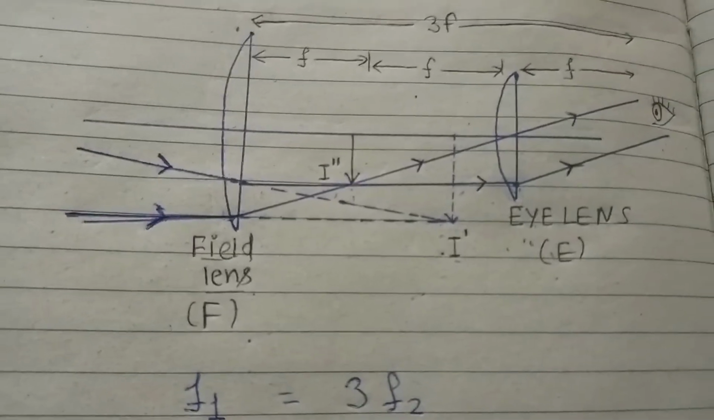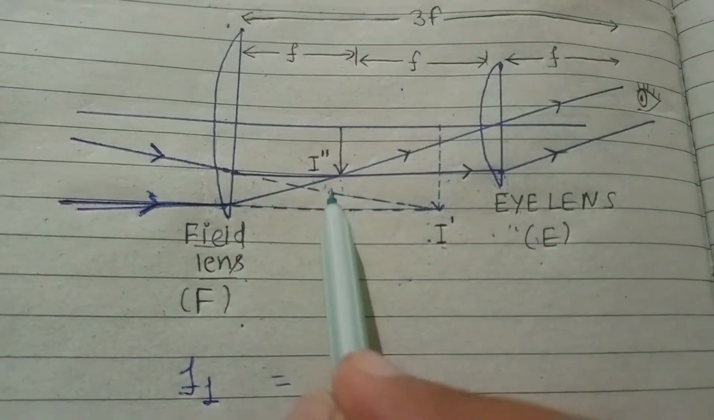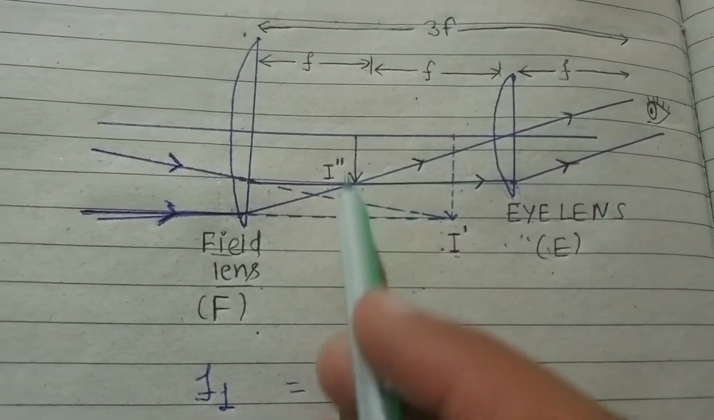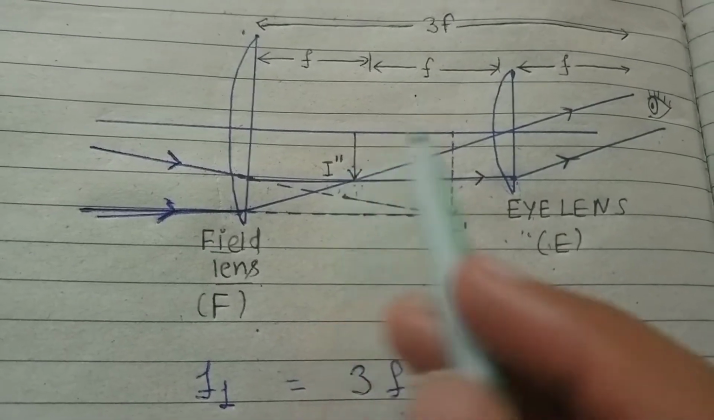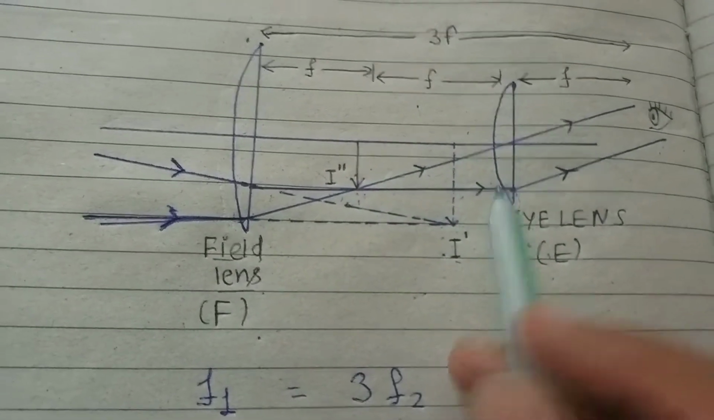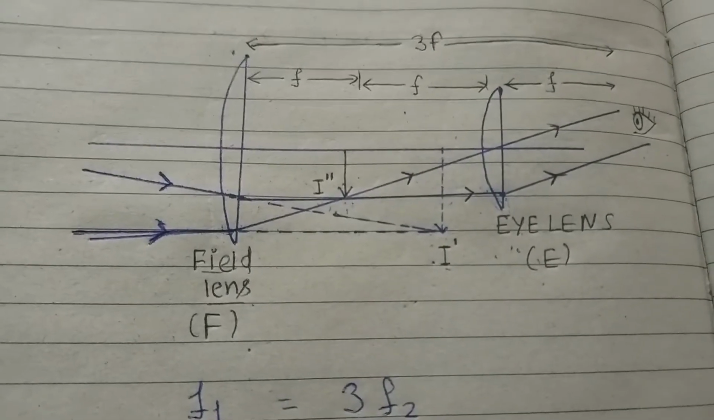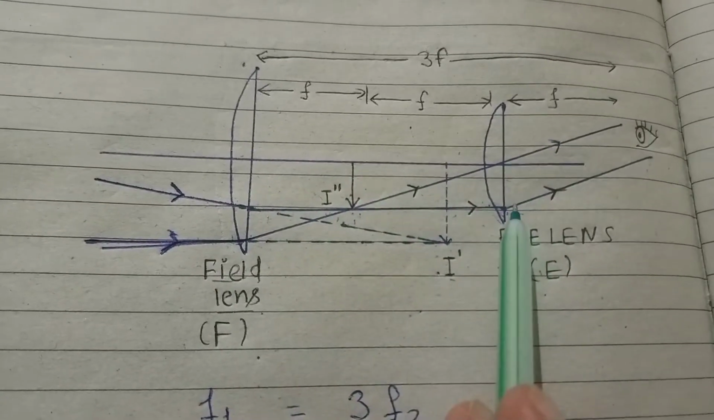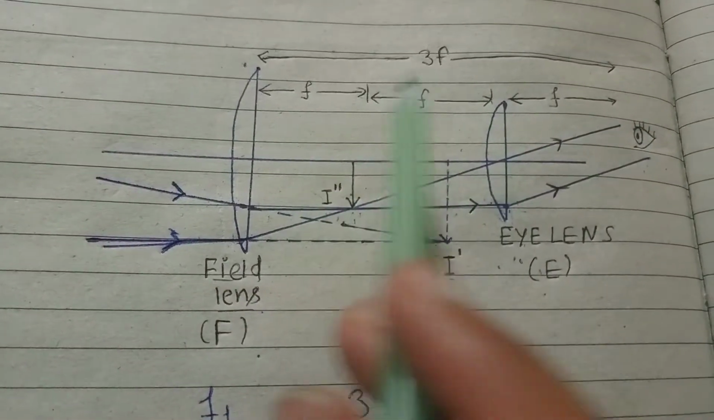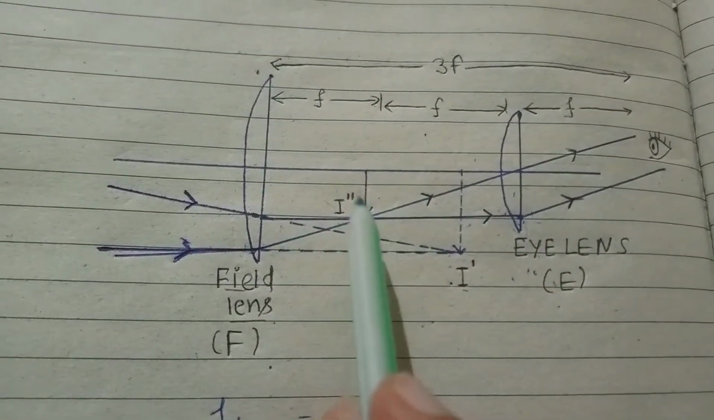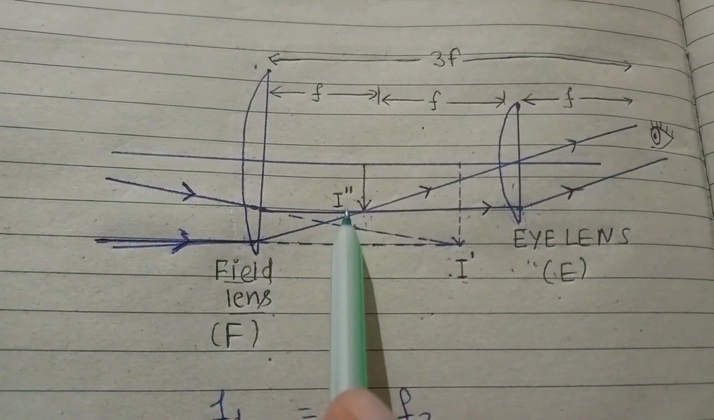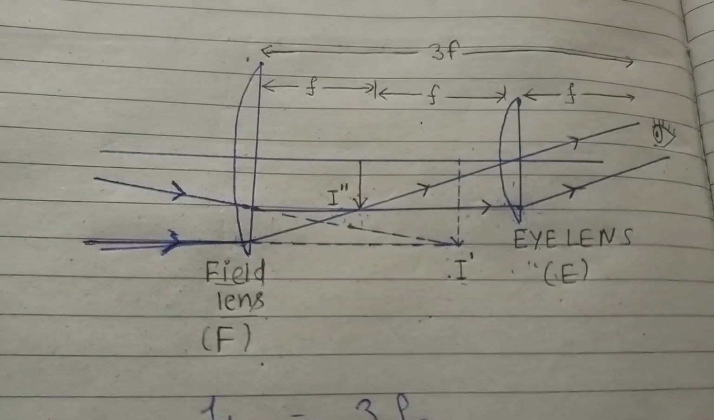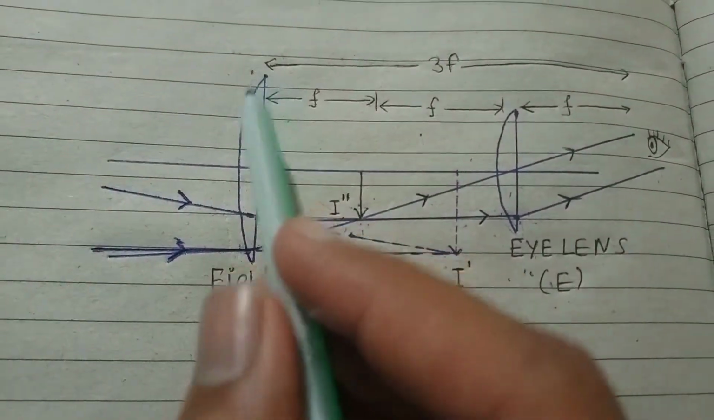It is also essential that the image formed at point I double dash should be at the focus of the eye lens. That is, the distance of this point is equal to the focal length of the eye lens. And as we have considered the arrangement in such a way that the distance between both lenses is equal to the sum of two focal lengths of the eye lens, the distance of this point I double dash will also be equal to the focal length of the eye lens, with the field lens also.